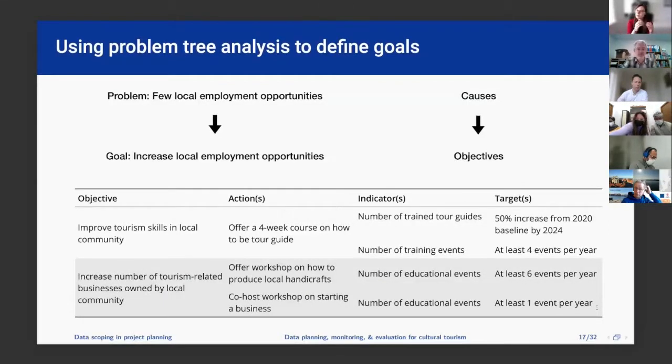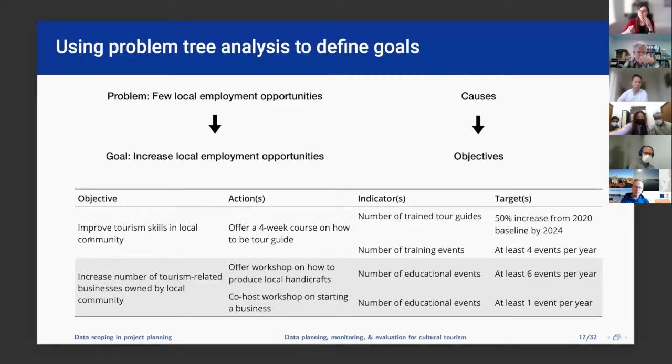So we can think about our problem and turn that into a goal. Here we know there are few employment opportunities. So let's set our goal to be: we're going to increase local employment opportunities. And we're going to take those causes and turn them into our objectives. I've just taken 2 as an example here. We had that the local community didn't have skills. So our objective now is to improve the tourism skills in the local community. We had that tourist money wasn't being spent locally. Well, now let's turn our objective into increasing the number of tourism-related businesses owned by the local community. Now we have well-defined objectives.